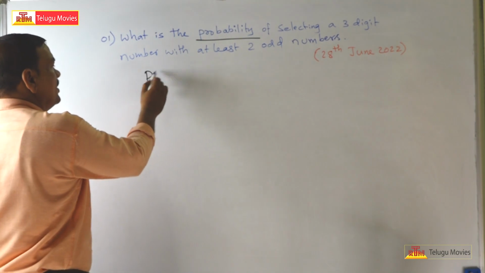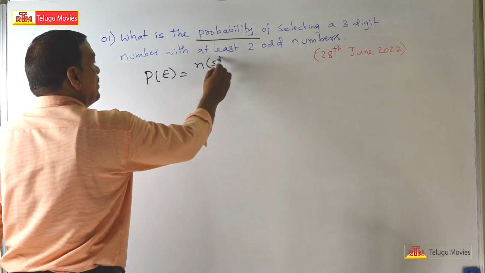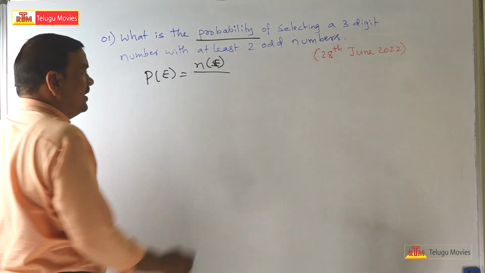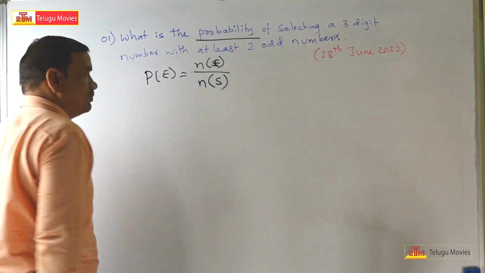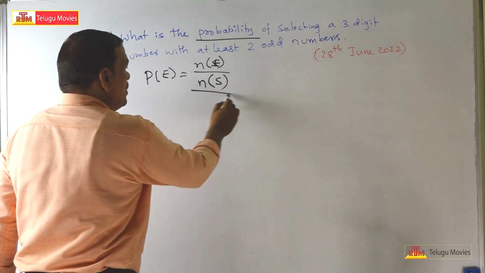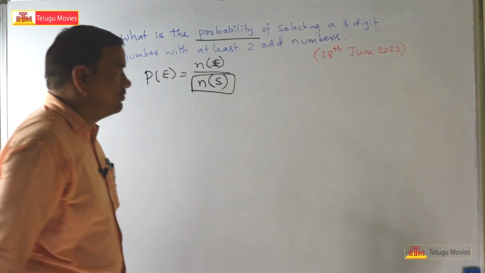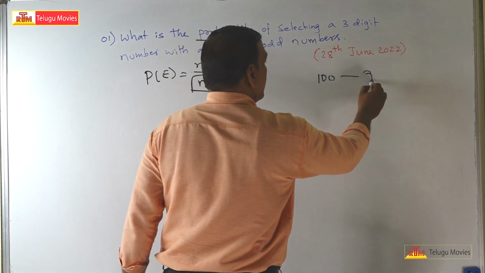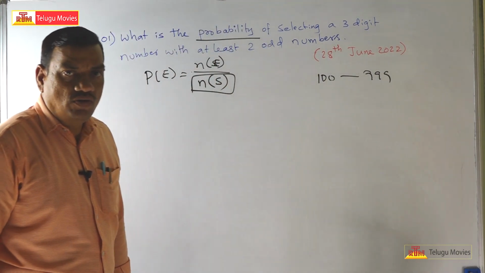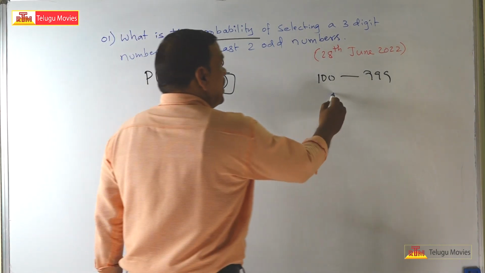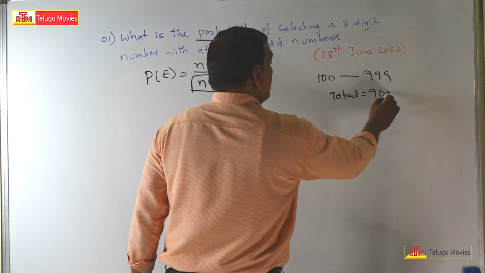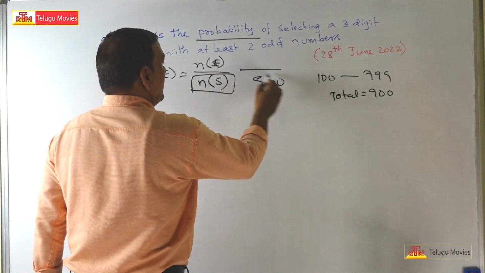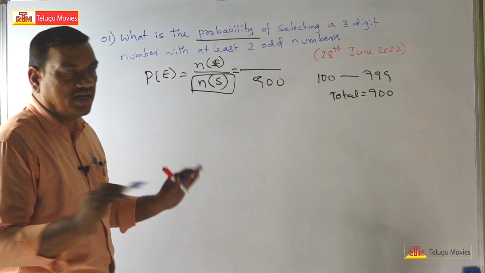So what is the probability of an event? Total number of favorable cases by total number of cases, the sample space. Now this value you know, the total number of cases. What are the 3-digit numbers? 3-digit numbers means 100 to 999. Total how many? Total 900 numbers are there. So the denominator is 900. Is this clear? The denominator is 900.